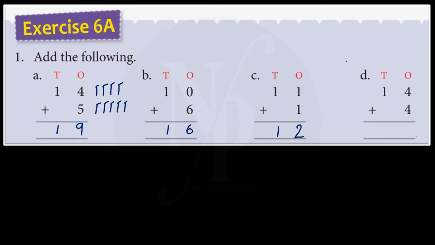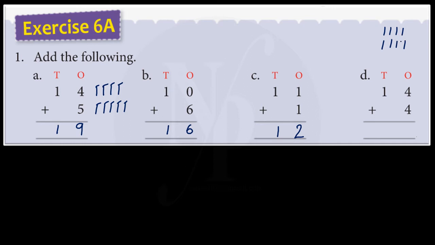So I will draw 4 standing lines first. 1, 2, 3, 4. The second number is also 4 here. I will draw 4 more lines just below those 4 lines. 1, 2, 3, 4.